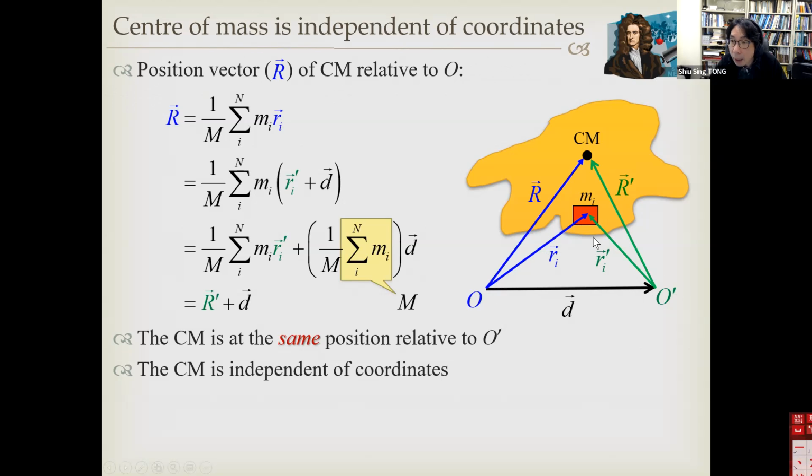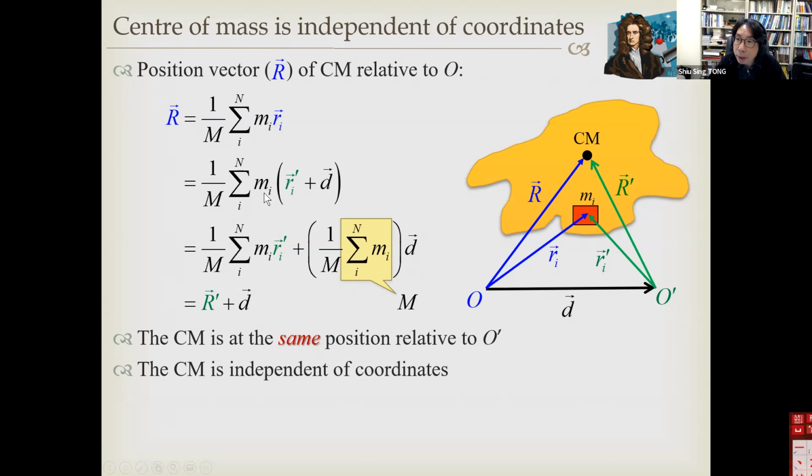Okay. And by the addition of vectors, I can see that Ri is equal to Ri prime plus D. Okay. The vector sum of D and Ri prime would be Ri. Okay. So in the summation, I can now replace my Ri with Ri prime plus D. Okay. Just by this triangle. Okay. A simple vector addition.